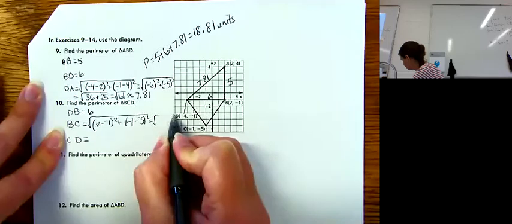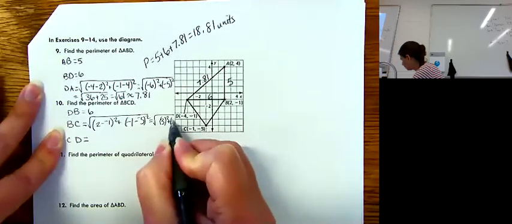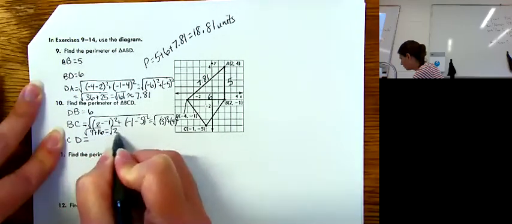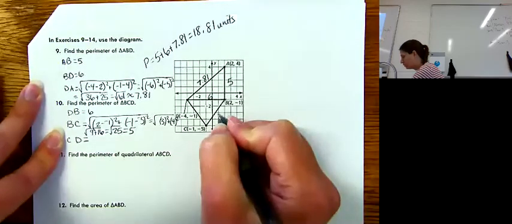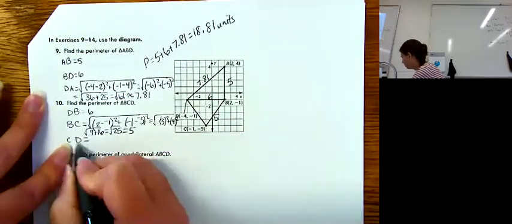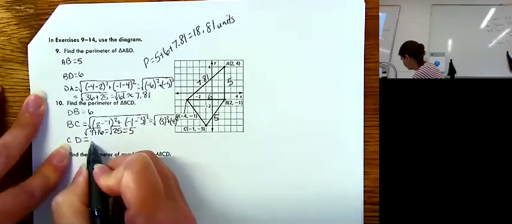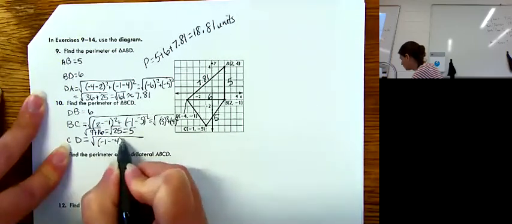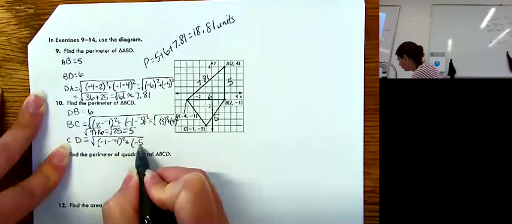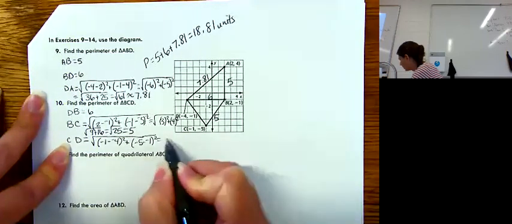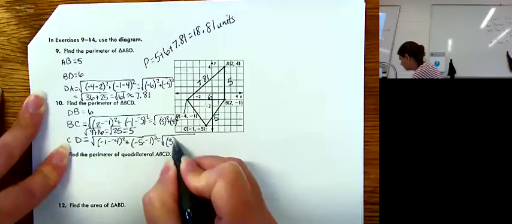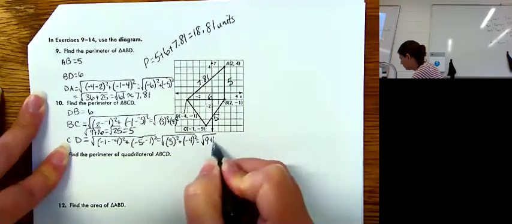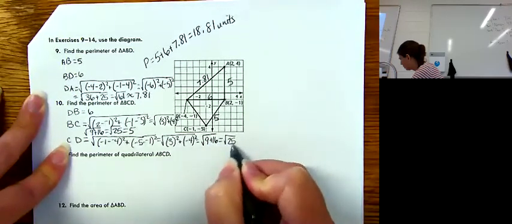So we're going to get the square root of 3 squared plus 4 squared. So the square root of 9 plus 16 is the square root of 25, which is 5. And then we're going to do the same thing from C to D. So the square root of (negative 1 minus negative 4) squared plus (negative 5 minus negative 1) squared. So we get the square root of 3 squared plus negative 4 squared. So we get the square root of 9 plus 16. So this one also happens to be the square root of 25, which is 5.